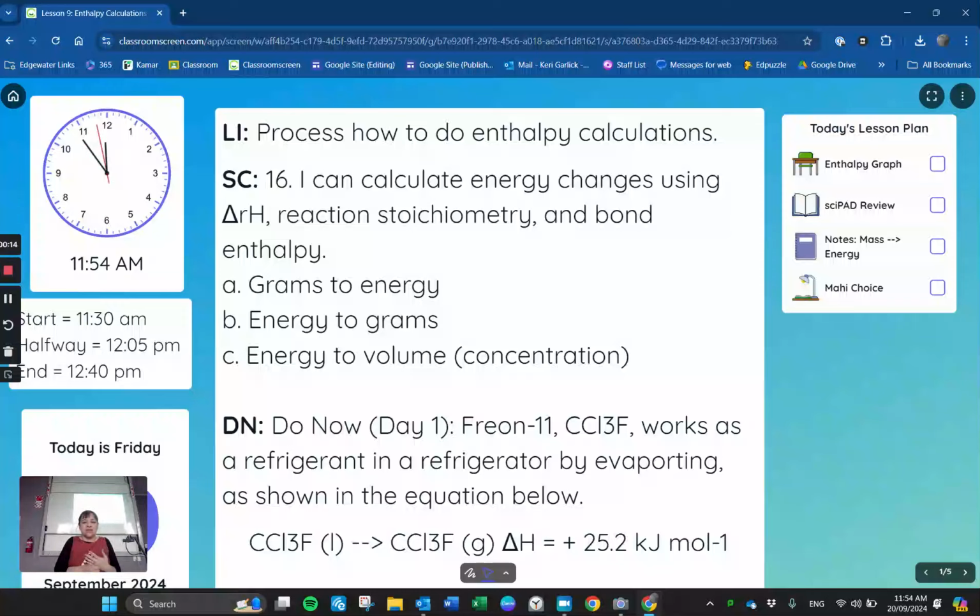It evaporates, and then it is going from a liquid to a gas, and we are trying to figure out from that, what is that graph supposed to look like? First question, is this an endothermic or exothermic reaction? Which one? Endothermic. How do we know that?